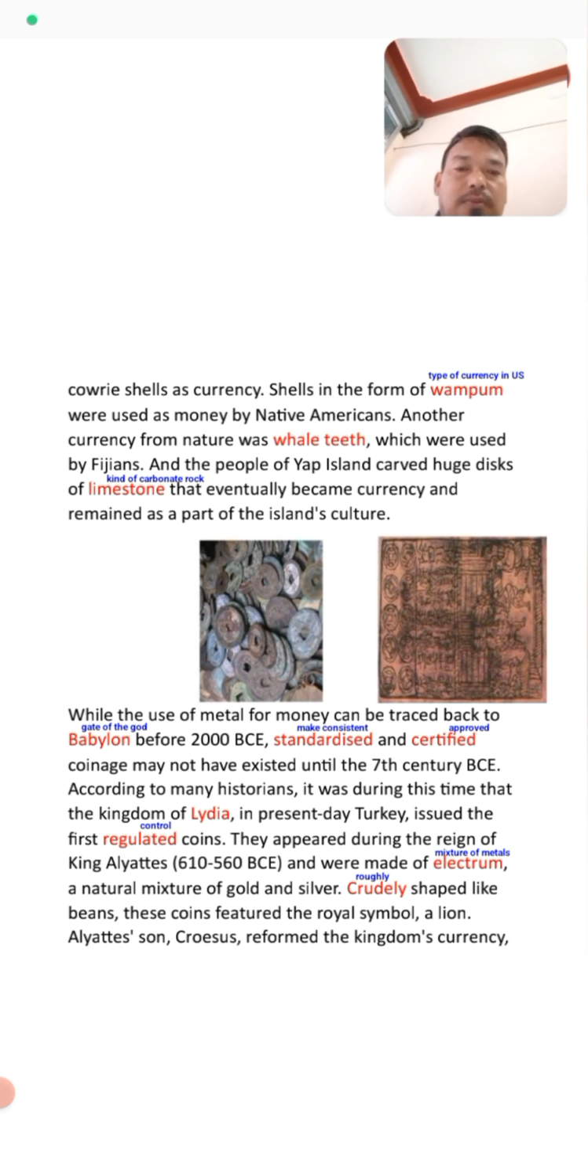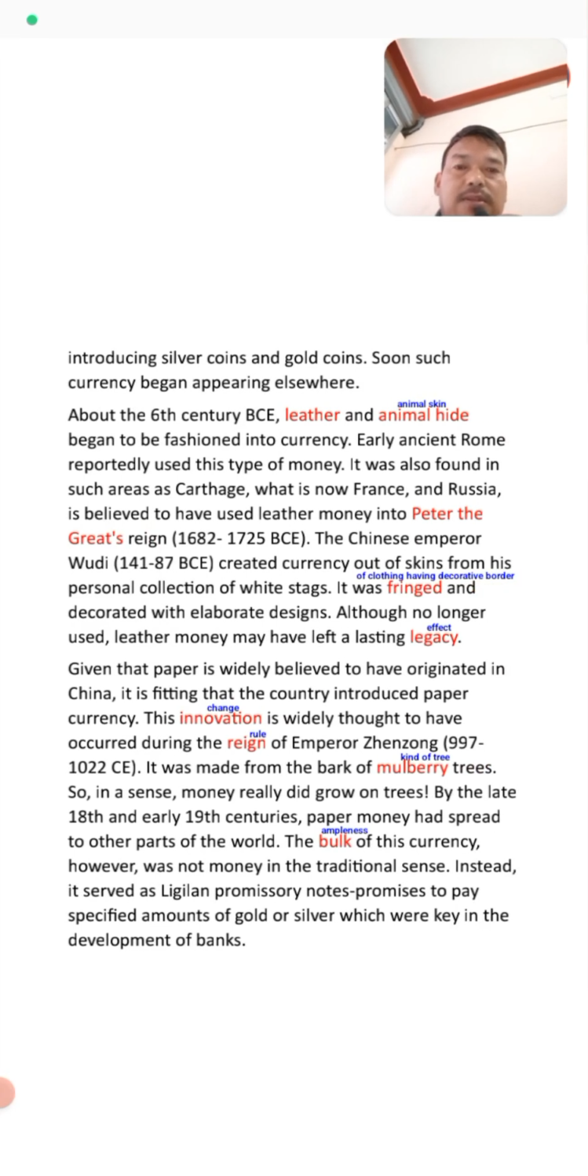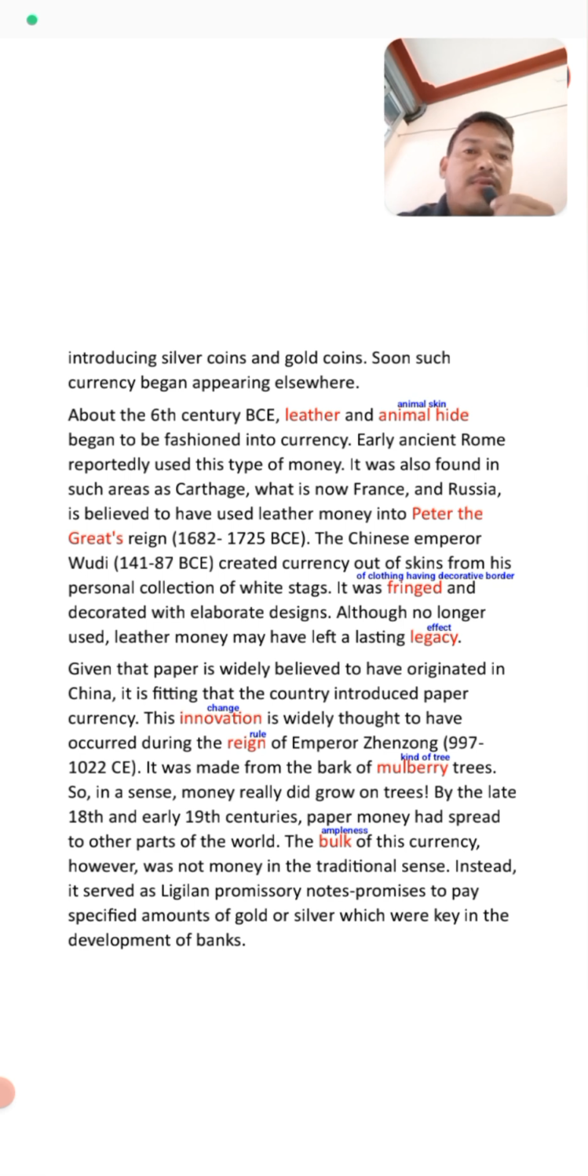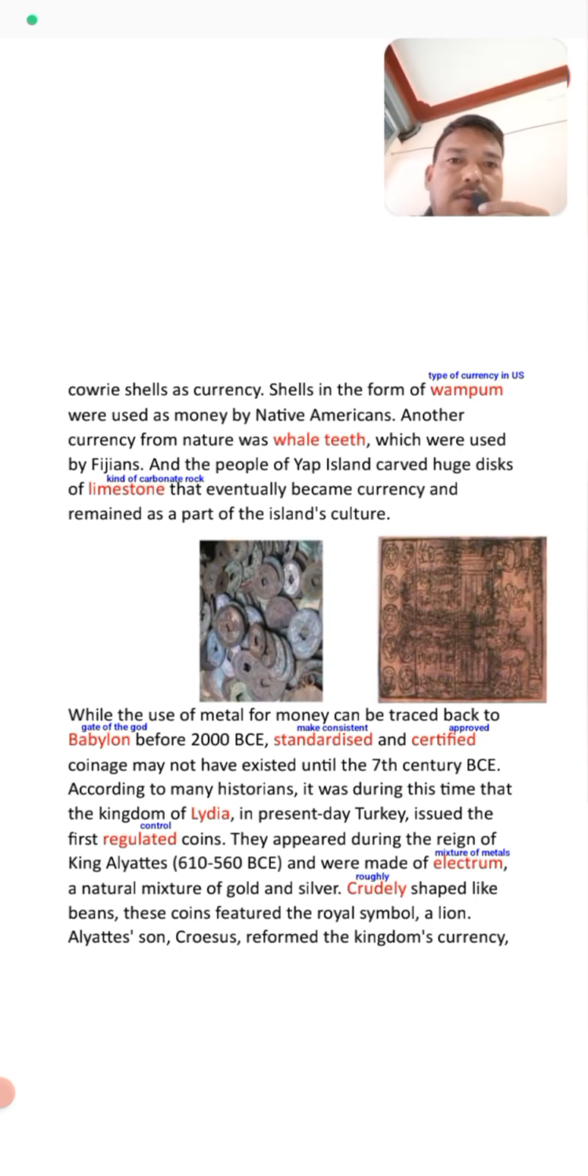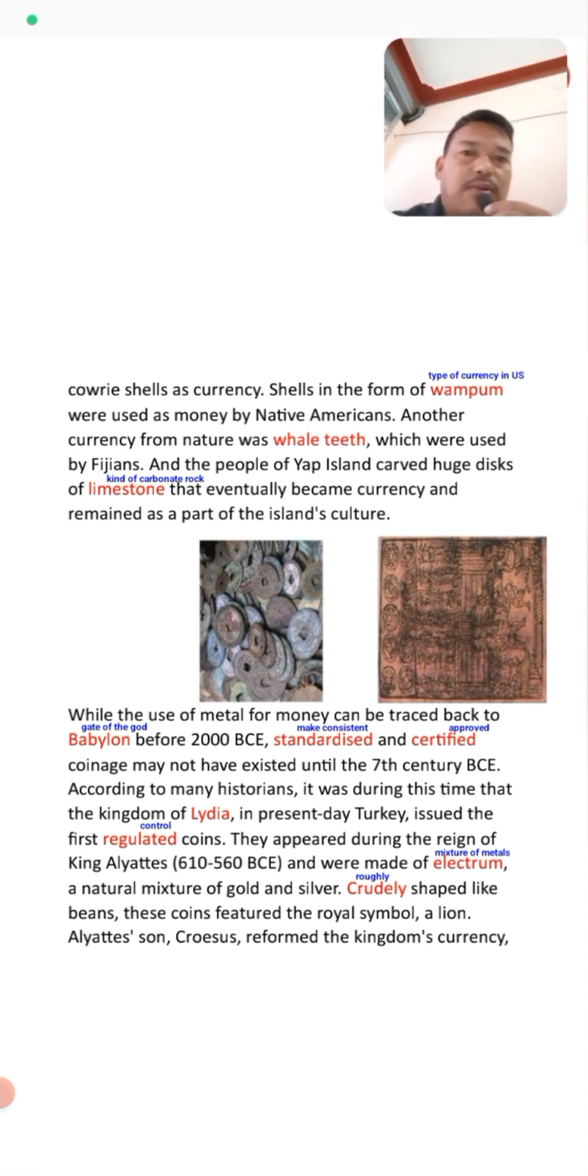Soon, the people of different places started using this type of coin, which was recently developed and introduced. We can say in the last paragraph, soon such currencies began appearing elsewhere, means soon the people of different countries started using this currency. Students, in this paragraph we have talked about the invention of metal currency, how and when it was invented and who invented it. I hope you have understood this paragraph.